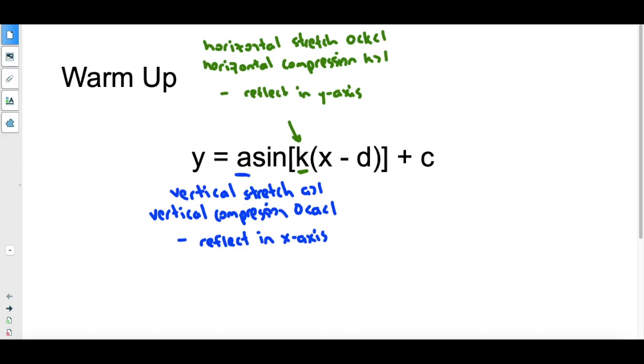My d value here, well, if inside my brackets I'm adding some number to x, then that means we move that number to the left. And if I'm subtracting some number inside my brackets, that tells me we move that number to the right.